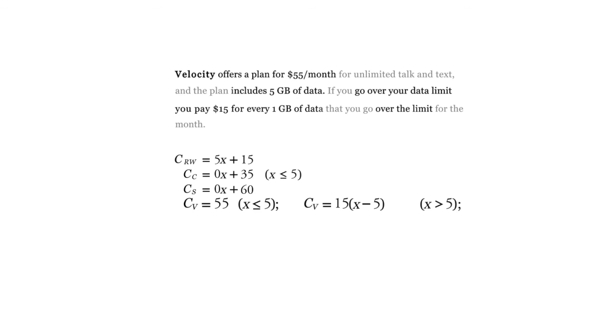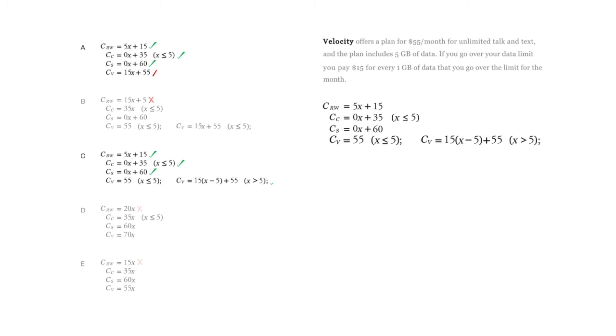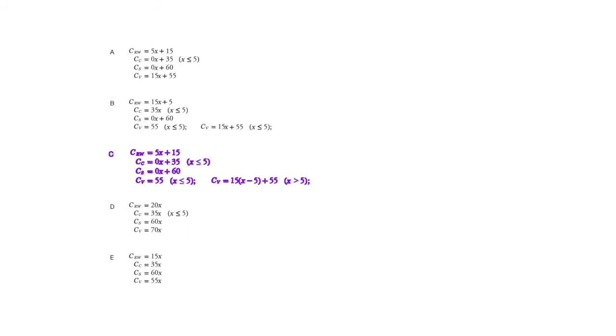So the first 5 gigs really don't apply. It's only when we get to 6, 7, 8 that this number becomes 1, 2, or 3. And we're going to add that to 55. That's kind of the baseline. And so this one is definitely the correct answer.